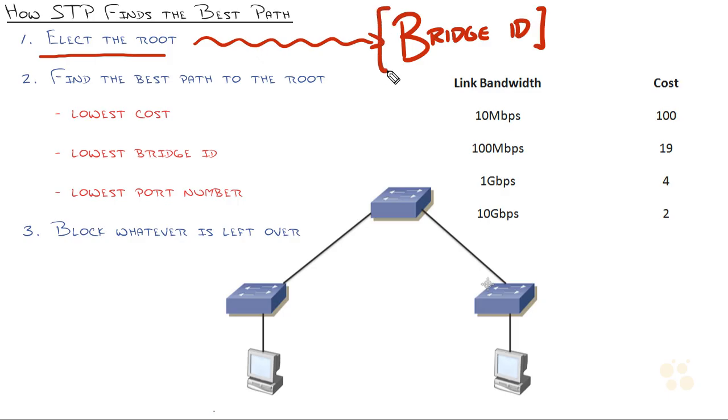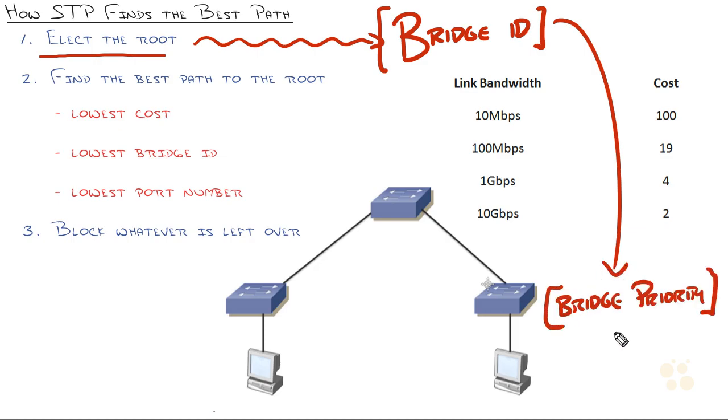And I'm sure you look at that and go, okay, what's the bridge ID? Well, the bridge ID is the combination of two things. The bridge priority added to the bridge MAC address. And I'm sure right about now you're going, Jeremy, you're killing me. What does this mean? What is the bridge priority and the bridge MAC address? Good question. And now we're getting to something real.